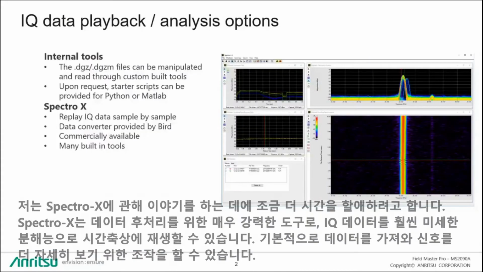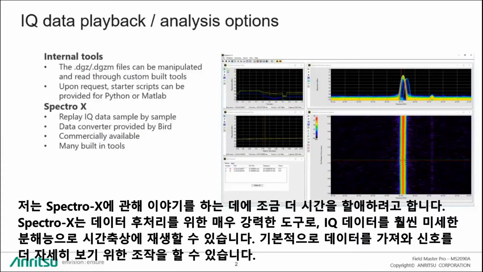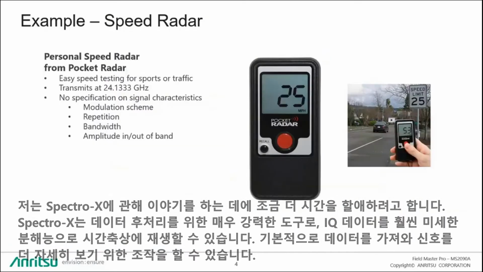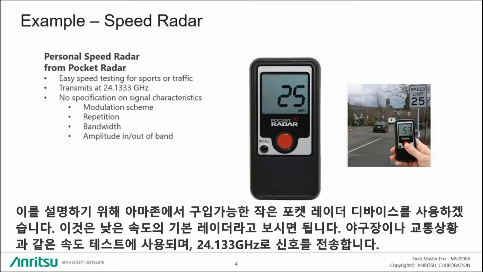I'm going to spend a little more time in this video talking about the Spectro-X. It's actually a very powerful tool for post-processing data. It allows you to replay your IQ data in a much finer time resolution. You can basically take the data and manipulate it in any way you want to see more about what's happening with your signal. To illustrate this, I'm going to use this little pocket radar device that can be purchased off of Amazon. It's basically just a little speed radar. Easy for testing speeds like a baseball pitch or looking at traffic.